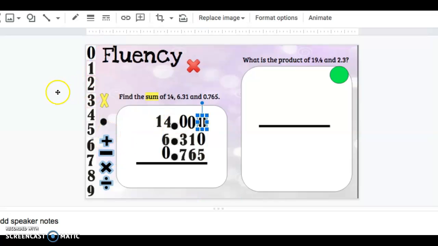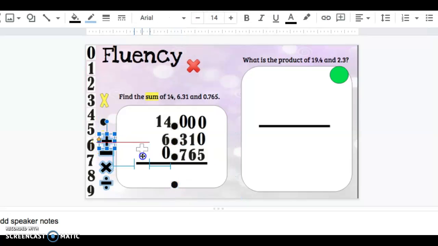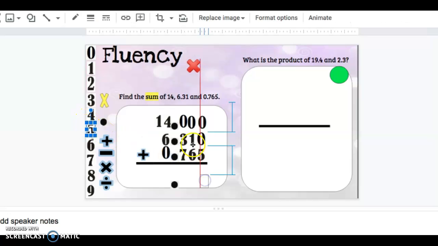So now that I have my numbers all lined up and my decimal points are lined up, the first thing I do before I start to add is drop my decimal point down. So I drop it down. I'm going to put my addition sign here. So I start to add: 0 plus 0 plus 5 is 5. 0 plus 1 plus 6 is 7. 7 plus 3 plus 0 is 10.